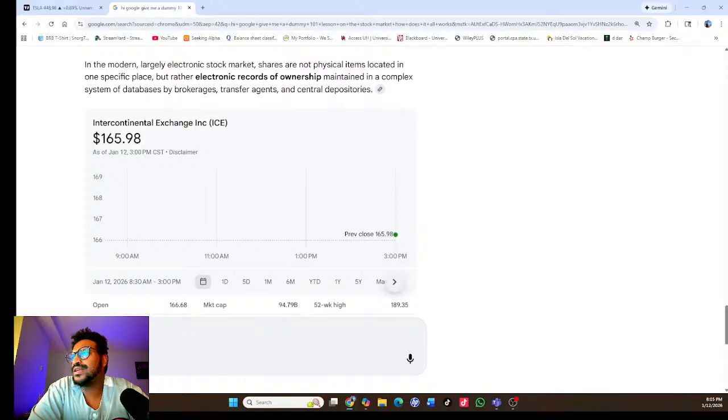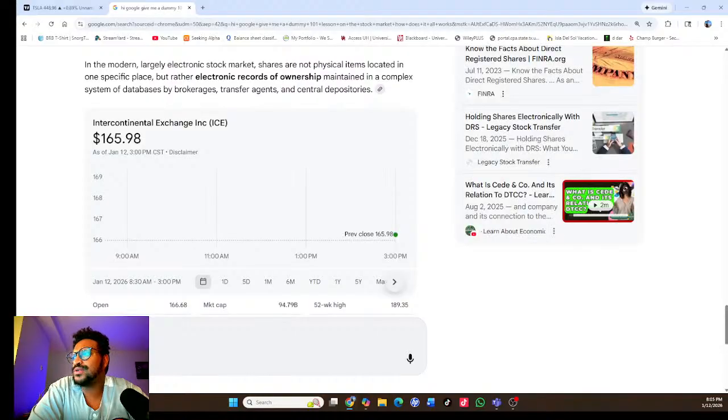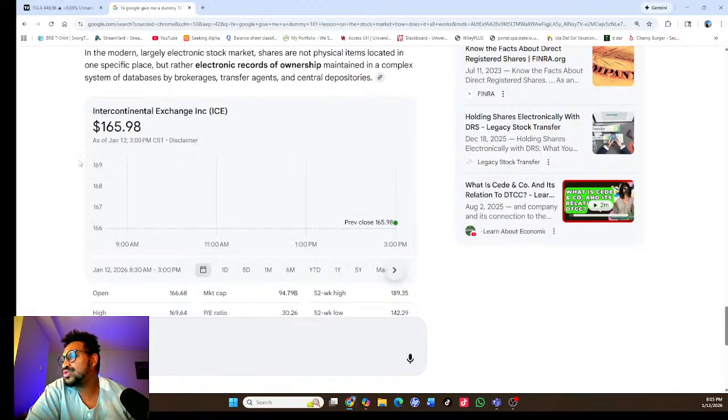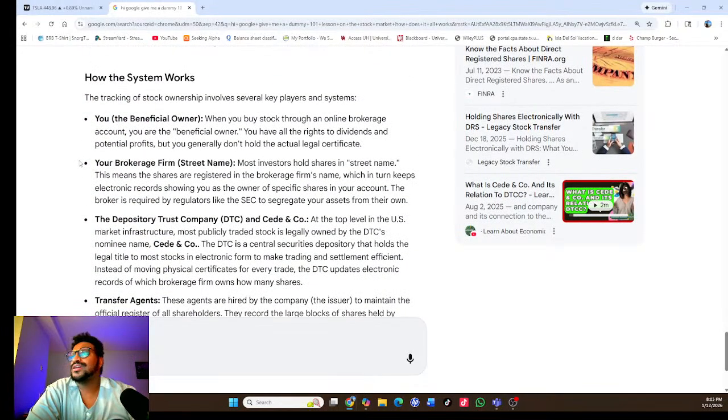In the modern, largely electronic stock market, shares are not physical items located in one specific place, but rather electronic records of ownership maintained in a complex system of databases by brokers, transfer agents, and central depositories. So let's see how it works. The tracking of stock ownership involves several key players and systems. You, when you buy stock through an online brokerage account.